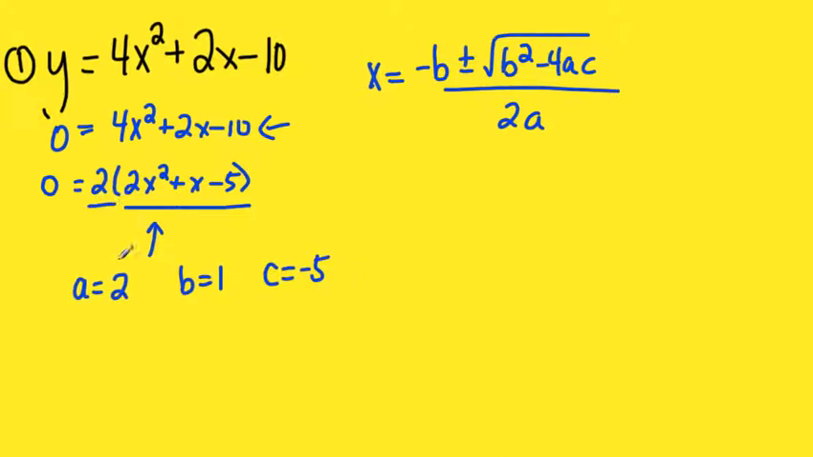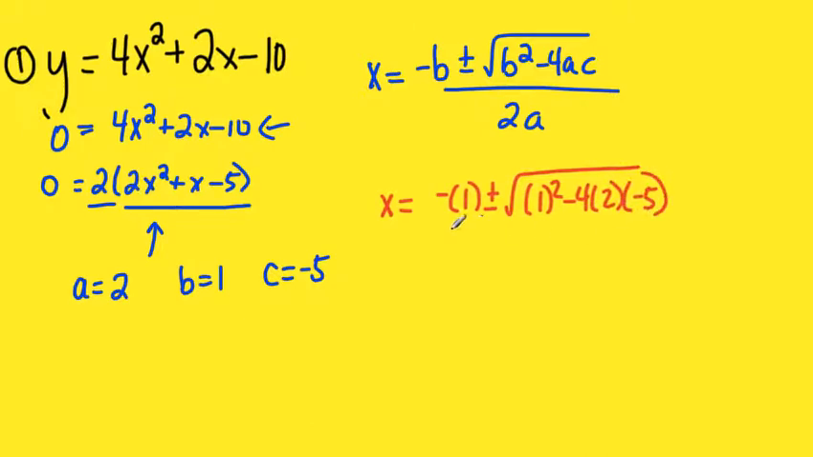Remember that number just transforms it by stretch or compression, makes it more narrow or wider. It does not change the x-intercepts. So now all you have to do is plug numbers in. So you're going to have x equals negative b plus or minus the square root of b squared minus 4ac, all of that over 2a. Pause the video, make sure you know where those numbers are coming from.